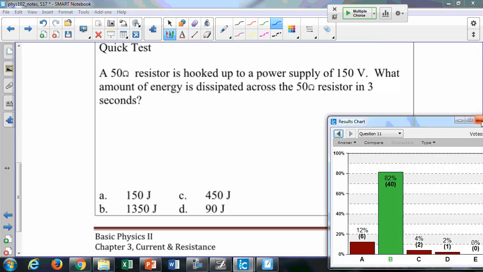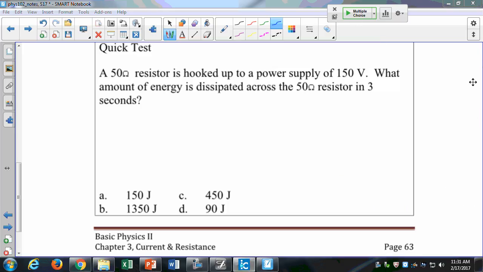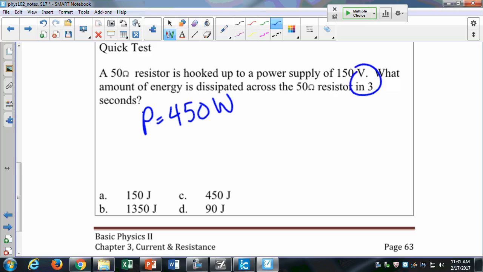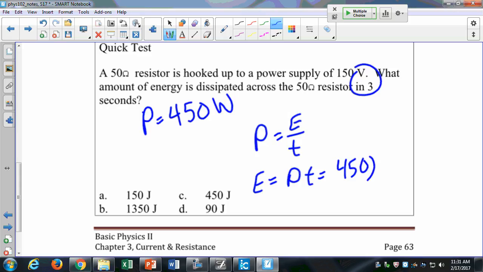Okay, good. B is right. Listen, we've already said that the power is 450 watts. This is the same setup. It's 450 watts. And now I want to know the energy in 3 seconds. Well, power is energy over time, and so energy is power times time. And so that's going to be 450 times 3, which is 1350. B is the right answer.